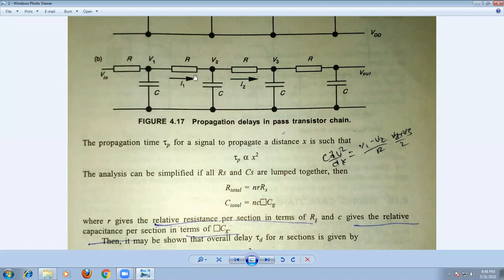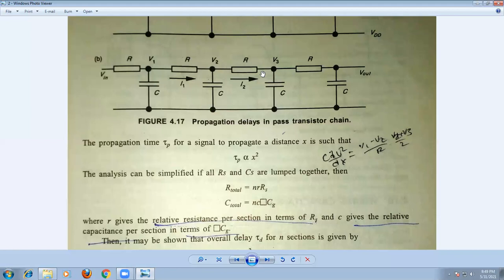V1 is one voltage and V2 is another voltage, and the current is given by V1 minus V2 divided by R, because of the direction of current like this. So you can write I1 is equal to V1 minus V2 divided by R. Similarly, I2 is equal to V2 minus V3 divided by R, depending upon the direction of current through this resistor.